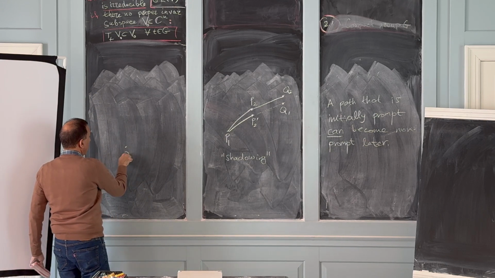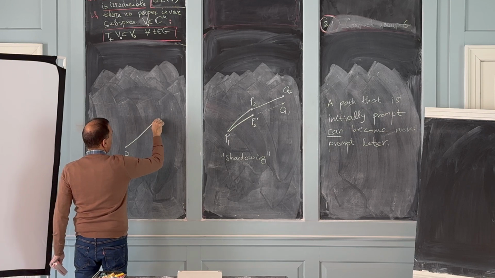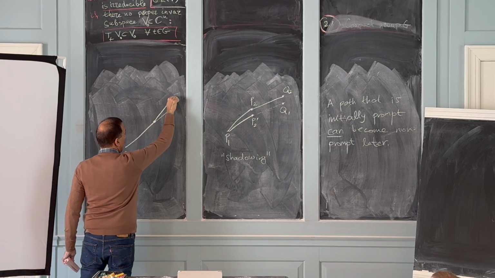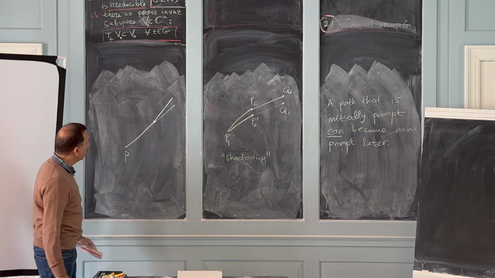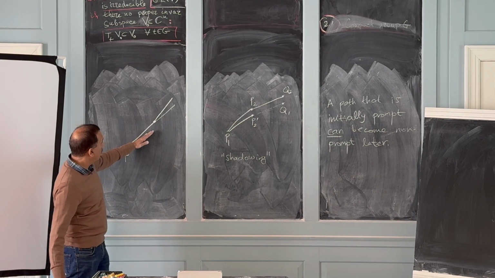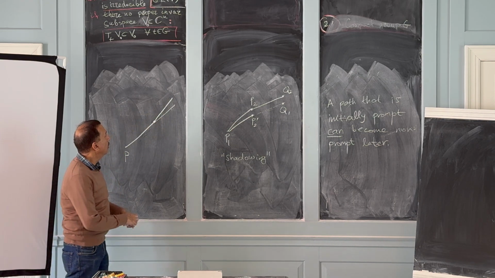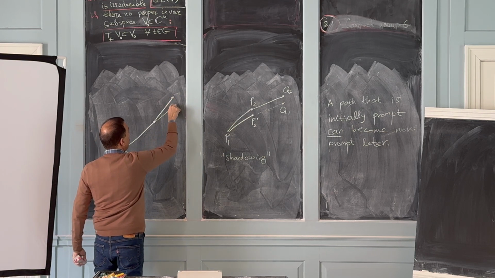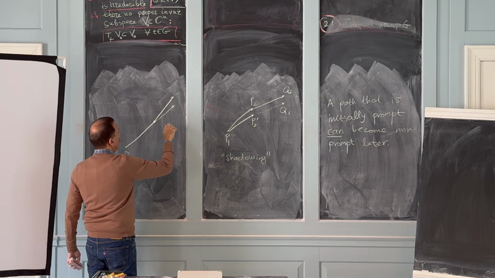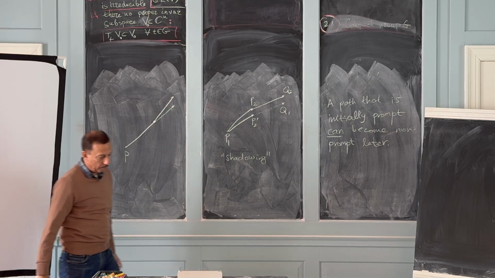So here's my P. Here I am very prompt, but for some reason at this point I lose energy and I slow down. That's perfectly all right. So here I was prompt, which means there was no path which was getting to this point before me. But at this point, I for some reason decided to be non-prompt. I shouldn't have used the word slow down. And then there can be a path that's more prompt, or that is prompt.